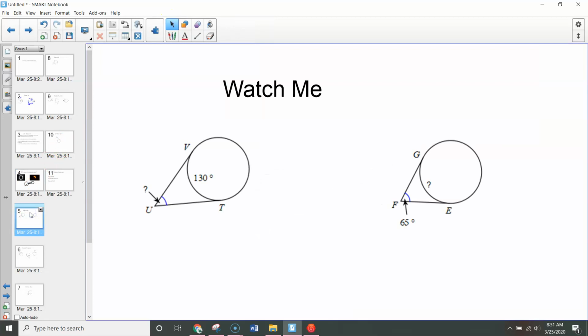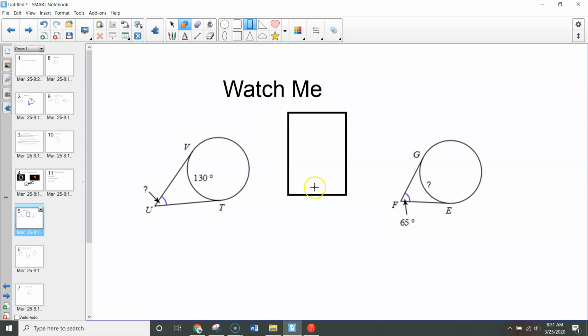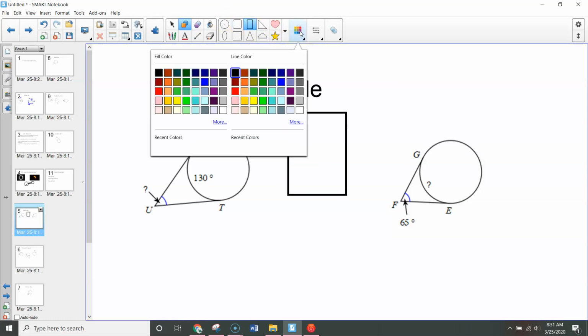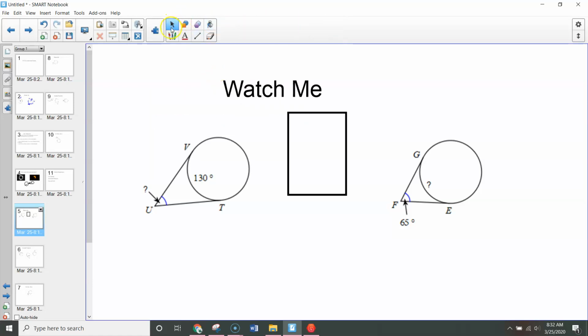Okay, so for this first one, you're going to watch me. And real quick, let's talk about rectangles. I know that's exactly what you wanted to talk about while we're learning about circles. So this is a rectangle. I know because it's got 4 sides and 4 angles. So with a rectangle, I know this is 90 degrees, this is 90 degrees, this is 90 degrees, and this is 90 degrees. So when I add these up, I get a total of 360 degrees.